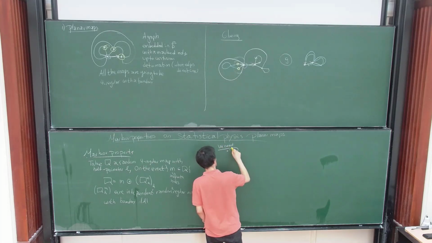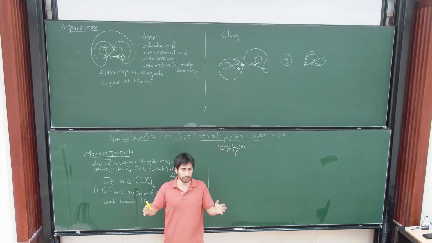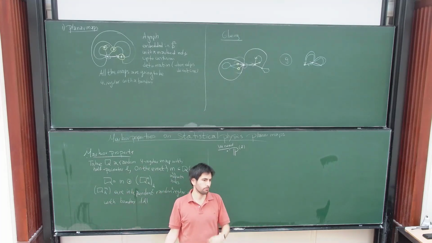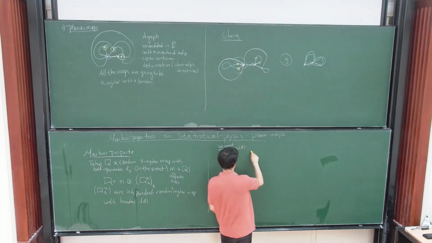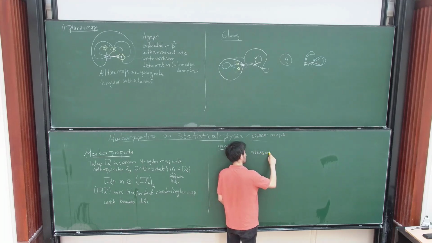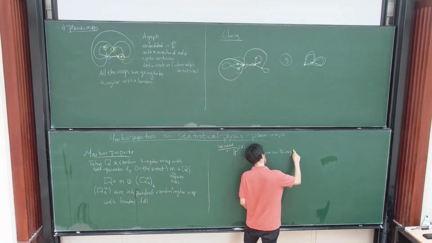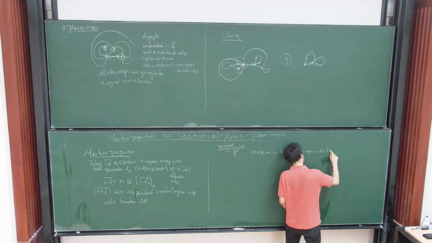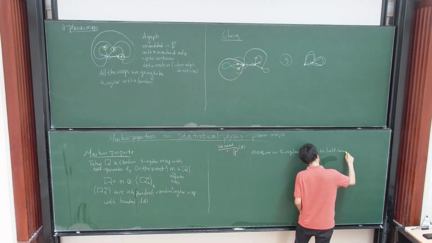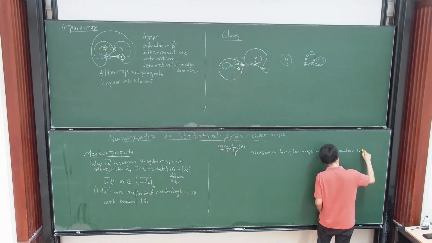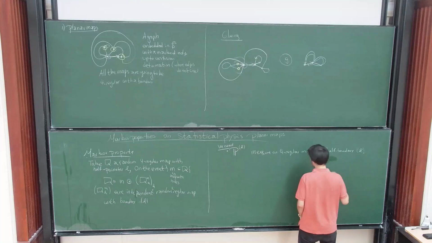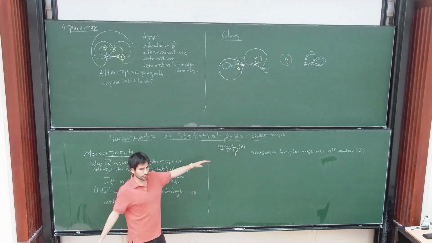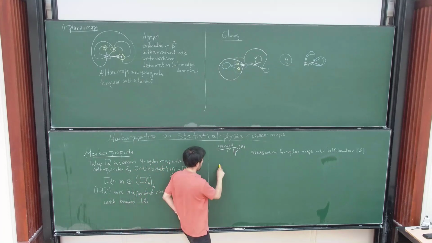We need not one measure, but a collection of measures indexed by the length of the boundary, or half the length of the boundary. So P_n, a measure on 4-regular maps with half boundary n, or with boundary 2n. So now this would be our Markov process. So let's define the Boltzmann map.